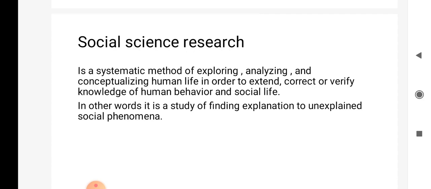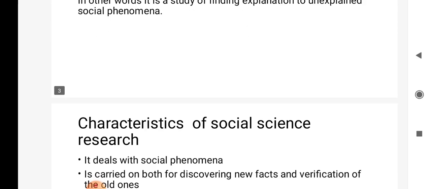So that is what I said. You're asking various questions: why it is like that, why a particular person is behaving like that, why a certain situation is happening, what is the reason behind it. So you are asking various questions to find answers to those questions. In the sense, you are trying to find explanation to various unexplained issues that take place in the society. That is what social science research actually means.